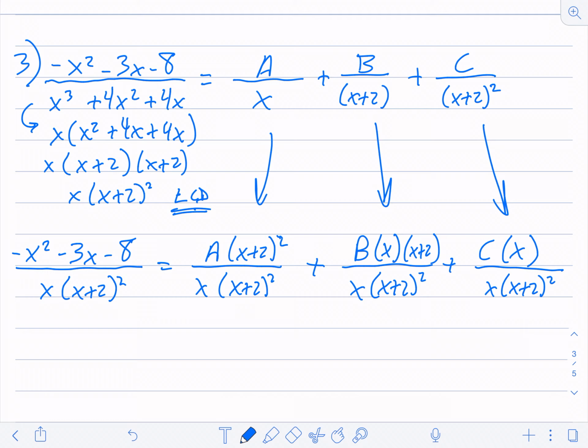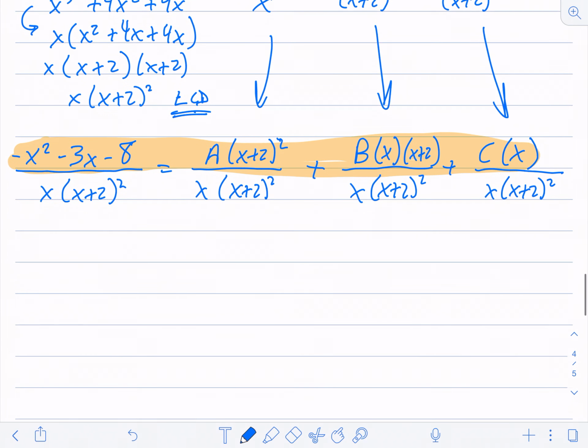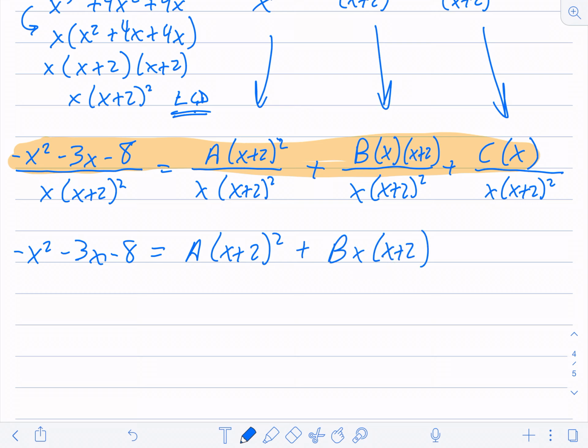So now recall that if we have an equation where all the denominators are the same, then all I have to worry about now are these numerators. So I'm just going to rewrite the equation using just my numerators. So what's that going to be? Negative x squared minus 3x minus 8 is equal to a times x plus 2 quantity squared, plus bx times x plus 2, plus cx. So there's my equation rewritten with just the numerators.